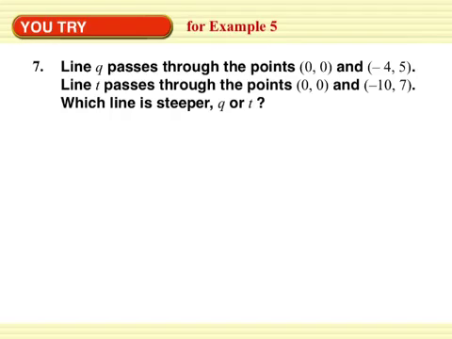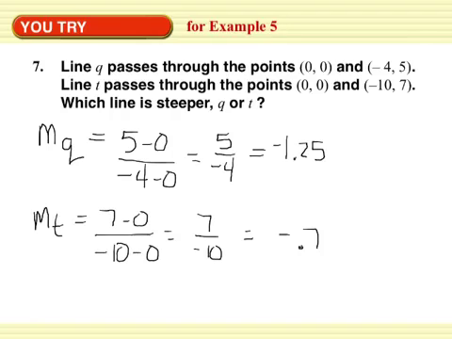All right, you try. Line Q passes through those 2 points. Line T passes through those 2 points. Which line is steeper, Q or T? So you need to calculate the slope and figure out which slope is steeper. I calculated the slope for both. I turned them into decimals just to help out. You certainly don't have to. This is the steeper line because it's greater than 1, so line Q is steeper.